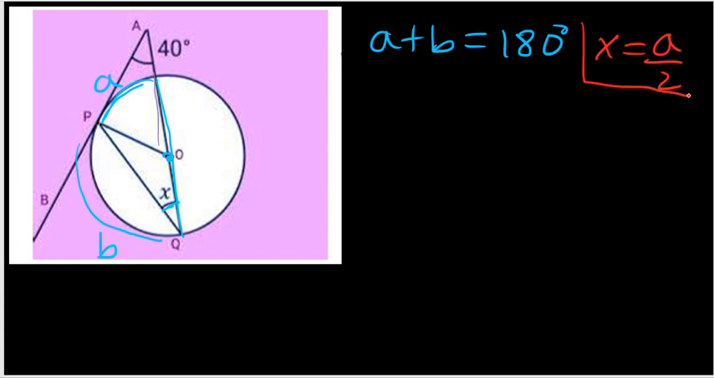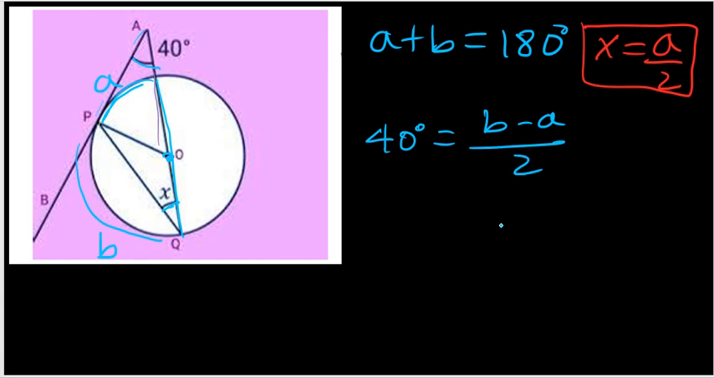Over 2, I mean half of it, because it's an inscribed angle. Keep that in your mind. And the other thing, an angle which is formed outside the circle by a tangent line and a secant line here. This angle, the 40 degrees, is the same as, we have to take the difference, outer arc minus the inner arc, B minus A, divided by 2. So, the outer minus the inner, then divide by 2.